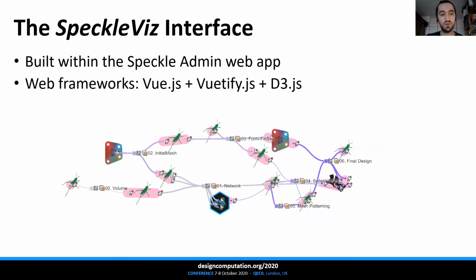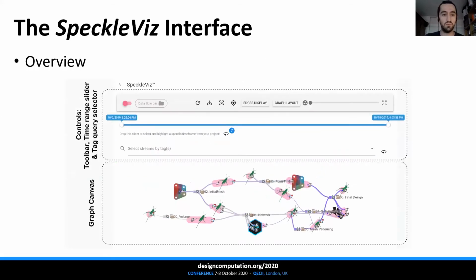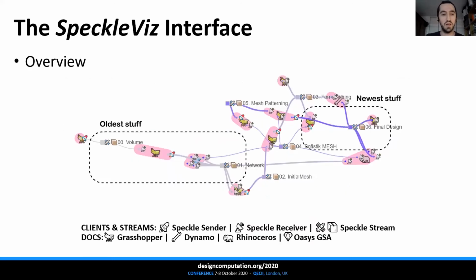So the interface is built within the admin web app of Speckle, and in terms of web frameworks, it uses Vue.js, Quasar.js, and D3.js, which allows for interaction and visualization. On the top of the interface, you have all the controls, such as a toolbar, a time range slider, and a tag query selector. And on the bottom, you have the graph canvas itself.